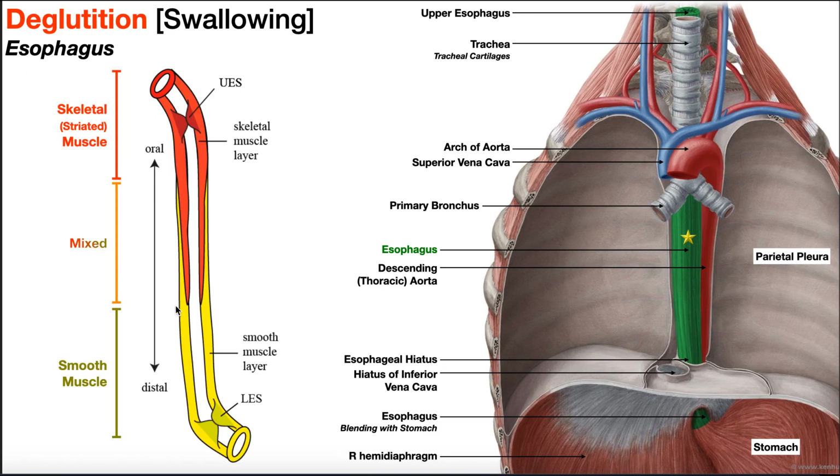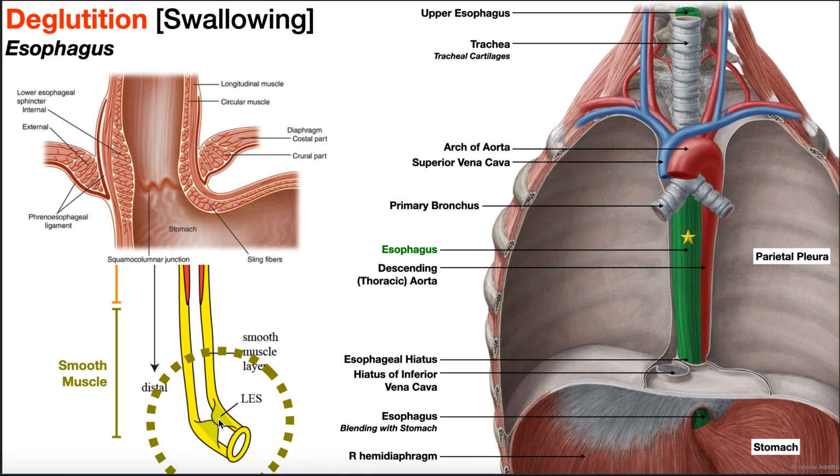So through that innervation that we just talked about, these muscles contract in a peristaltic manner to propel that bolus of food down here to the bottom of the esophagus, where it's going to encounter the lower esophageal sphincter, which I have there circled in gold.